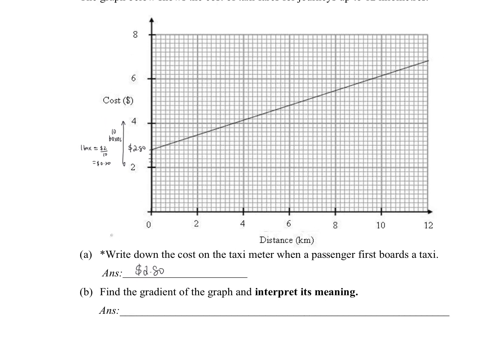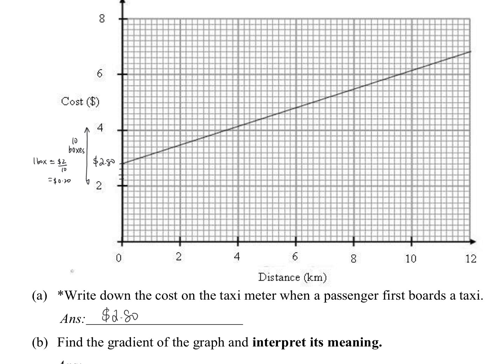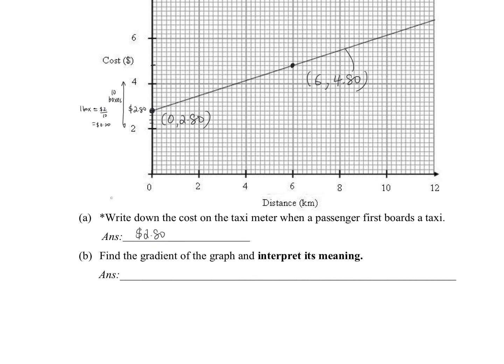Then they say, can you find the gradient of the graph? This question never gives you the equation, you need to calculate. So pick 2 points that are easy to read. One is this one, 6 and 480. The other one is 0 and 280. To find gradient, y2 minus y1 over x2 minus x1. So you get gradient is 1/3.